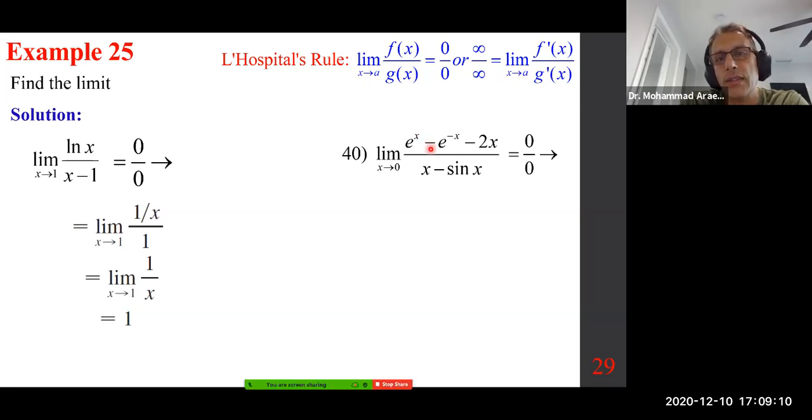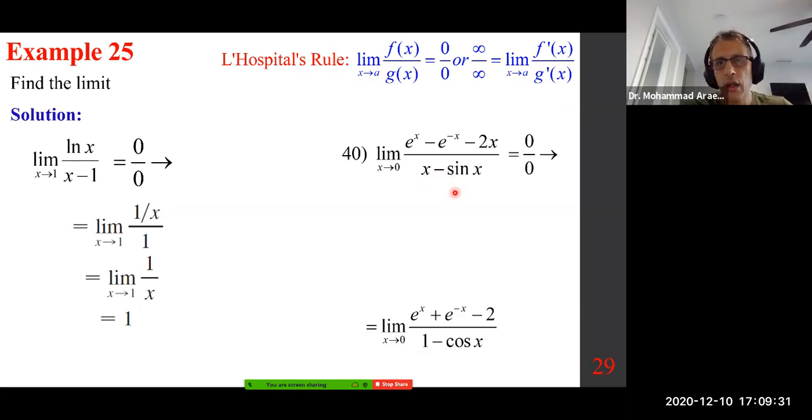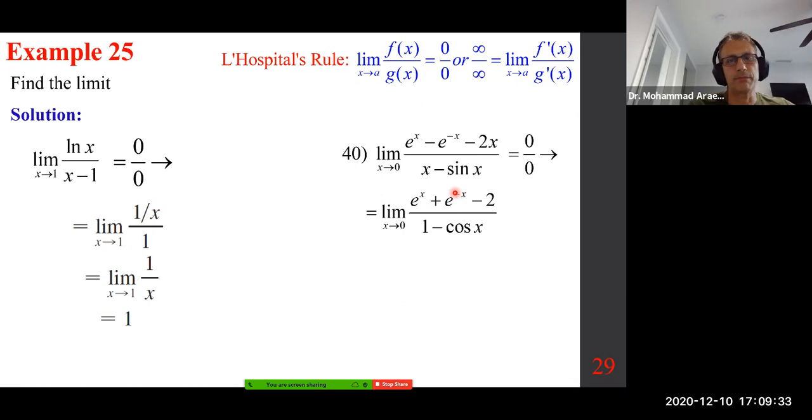This is minus 1. They cancel each other. This is 0. So the top is 0. And x is 0. So everything is 0. Done. Now, L'Hopital's rule. Okay. e to the power of x plus e to the power of minus x minus 2. This is 1 minus cosine x. Excuse me.